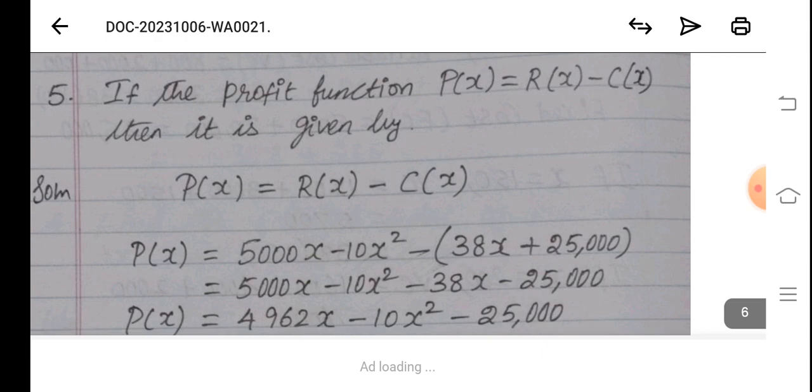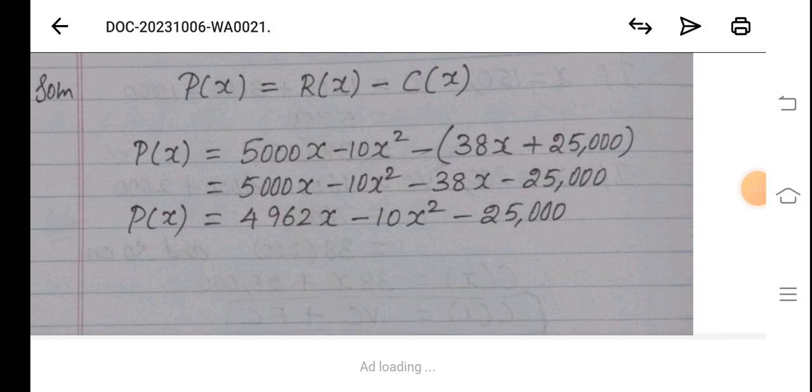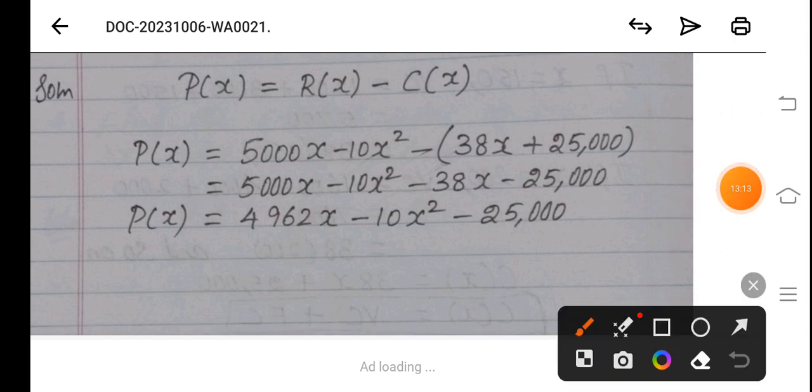Then the profit function P of x equals R of x minus C of x is given, so you are going to apply both and subtract: 5000x minus 10x square minus of 38x plus 25,000. So if you multiply the minus inside, minus 38x, then minus 25,000. So 5000x and 38x subtracted gives 4962x minus 10x square minus 25,000.